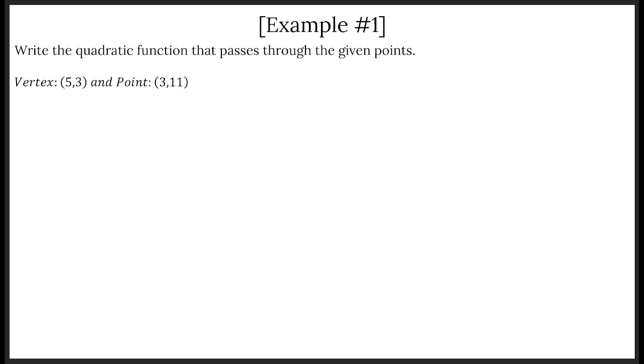Right? The quadratic function that passes through the given points. In this case, they gave us a vertex and a point. Since they give us the vertex, we should be using vertex form. Remember that vertex form looks like this style.